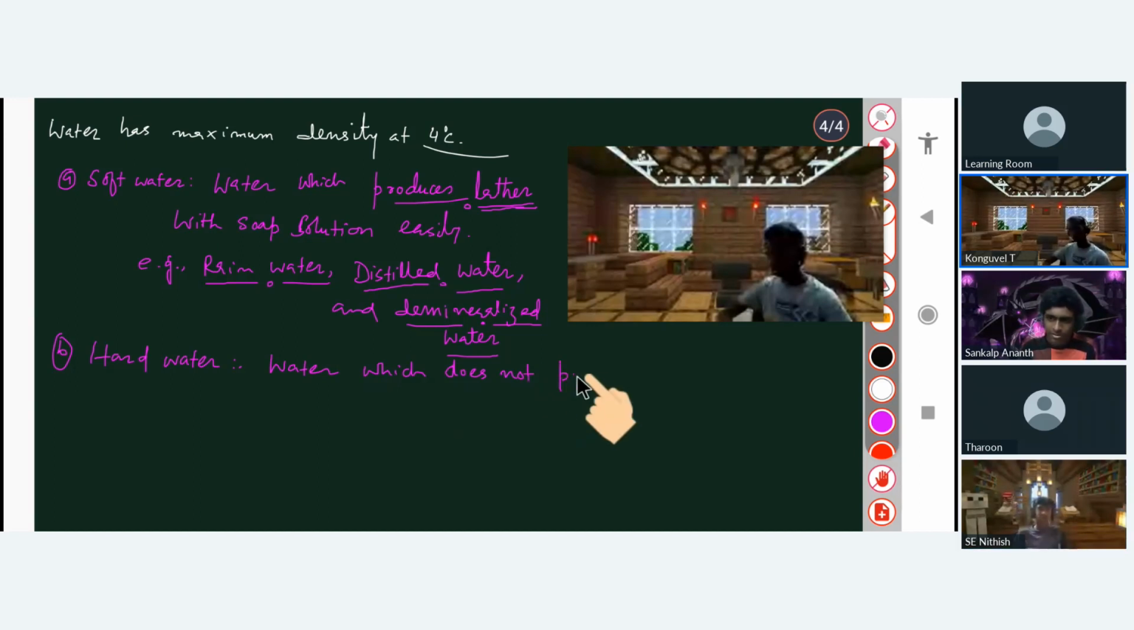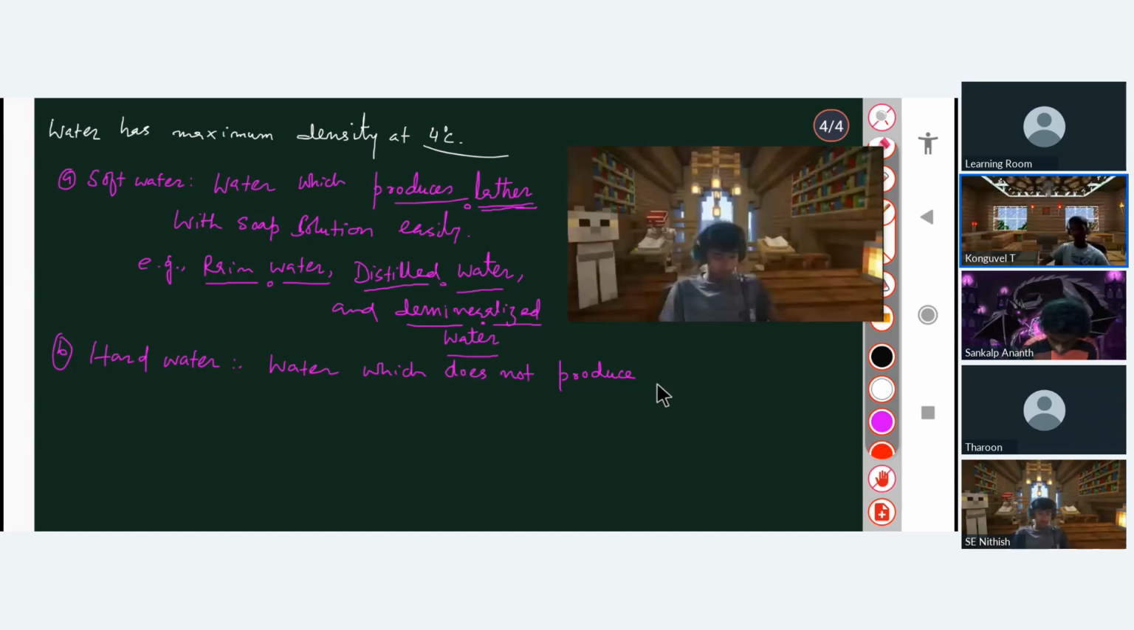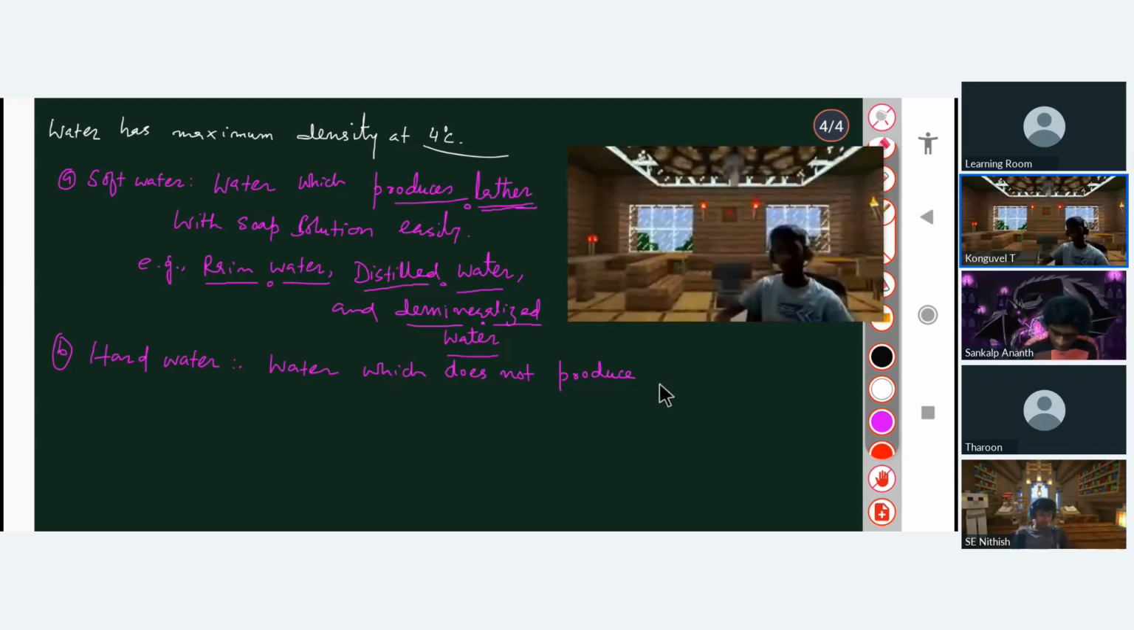Yes, sir. That means your soap will not work in this hard water. That means there will be no production of lather, no bubbles. But sir, when we bathe, we use hard water, right, sir? But when you use soap, there are bubbles, right, sir?